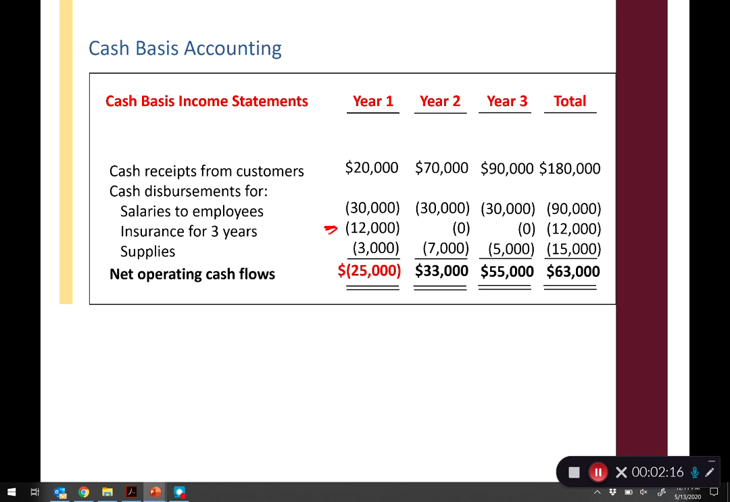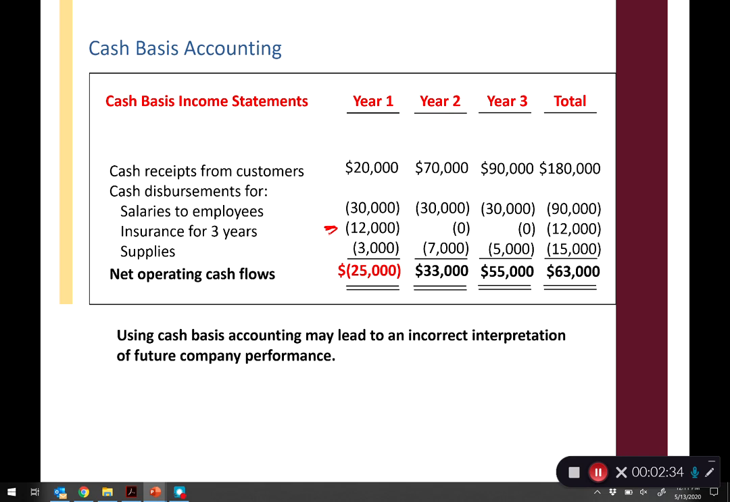So using cash basis accounting, in year 1, investors would think this company is failing. They're losing money. This isn't a good company to invest in. Then all of a sudden, year 2, things turn around, and then year 3, it looks even better. And that's just because of the timing of the cash coming in and cash going out.